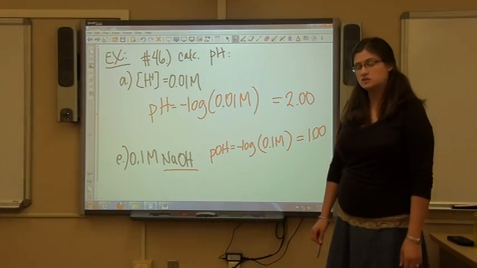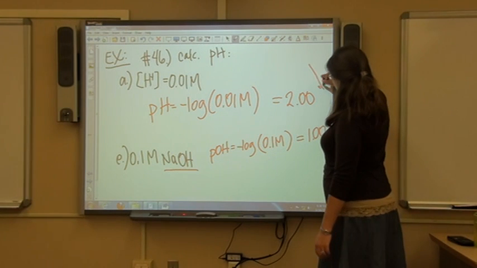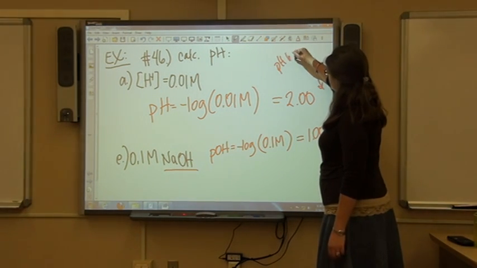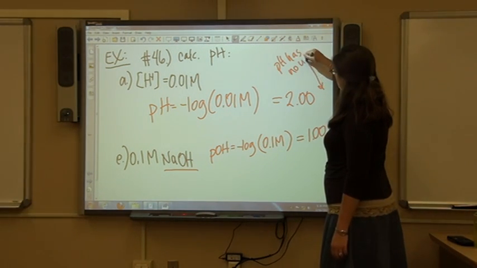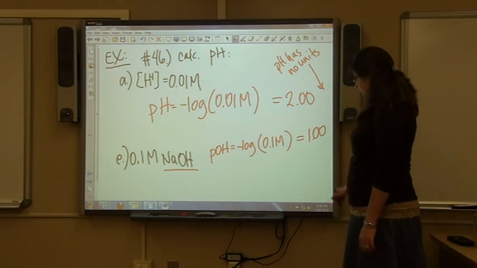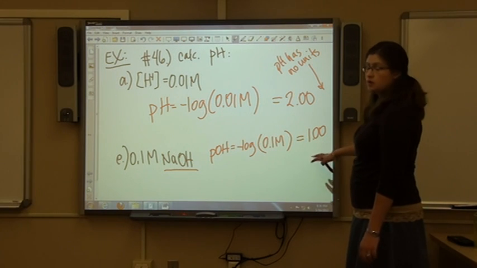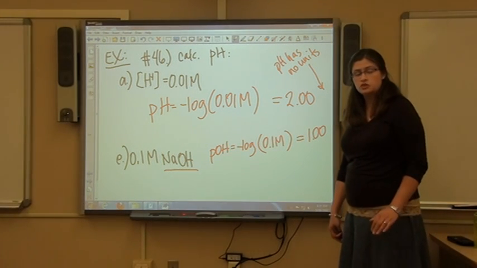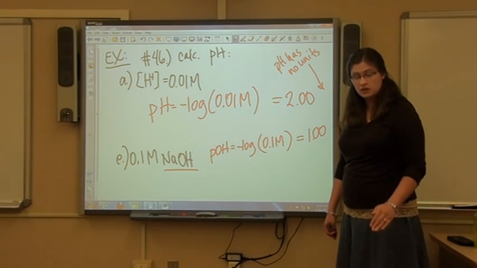Now I forgot to mention this before, pH has no units. It's one of the only things in chemistry that's unitless. Okay, so this is the pOH, but that's not what we're looking for. Our problem tells us to calculate pH.